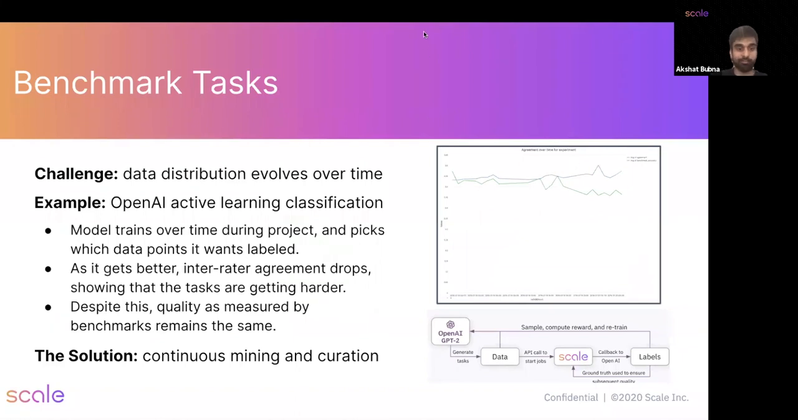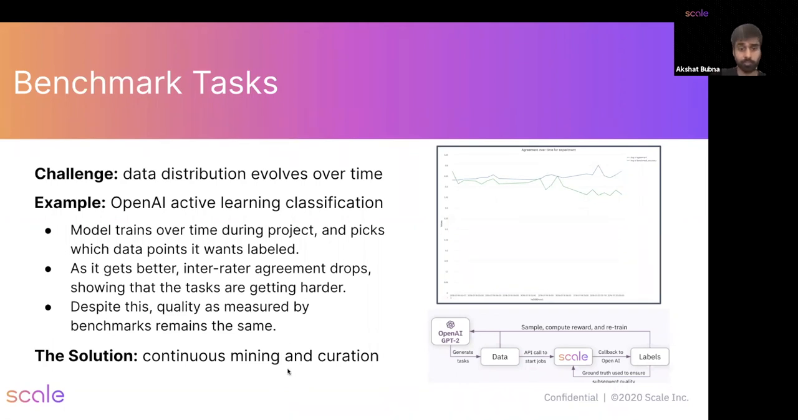Cool. So now that we have a sort of table stakes formulation of benchmark tasks, let's actually talk about some problems that happen when we try to run them in production. So one thing that comes up is that the data distribution actually evolves over time. To illustrate, we worked on this project with OpenAI where we're classifying snippets from GPT-2 in an active learning fashion. What that means is that the model trains over time and it picks which data points it wants labeled. We label them, it gets better and sends us more data points.